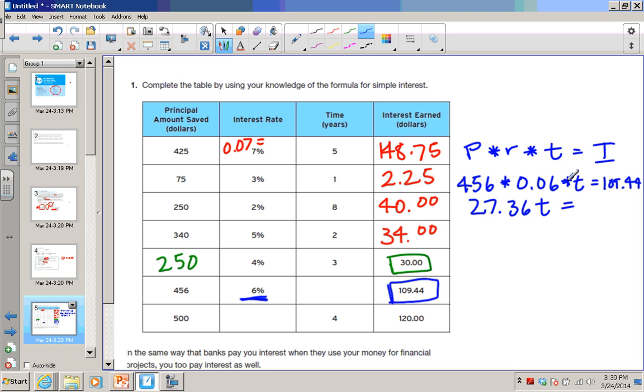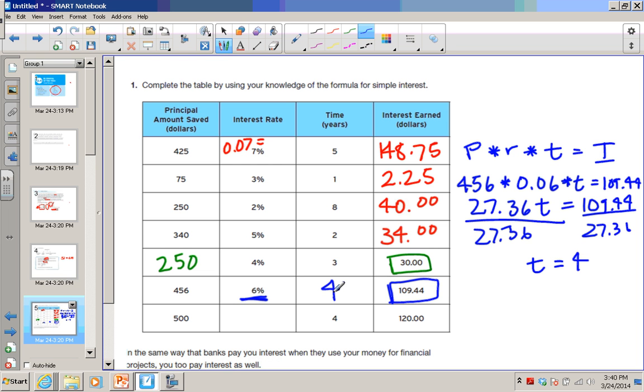Remembering that you don't need this multiplication symbol in between. This means the same thing. Then here's our 109.44, and we're going to simply divide by 27.36 to get our time, which is 4. So we know that it was 4 years.